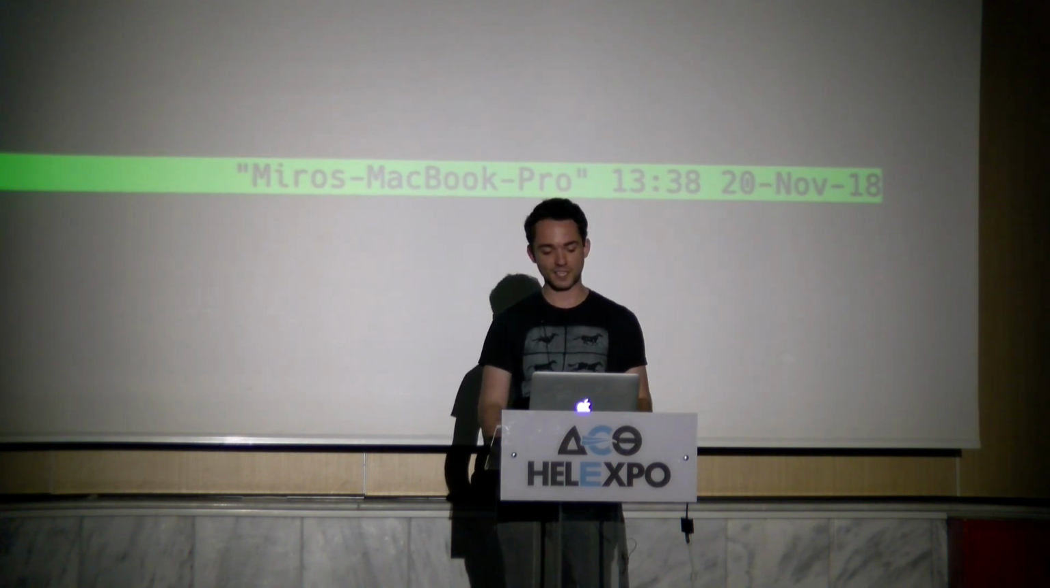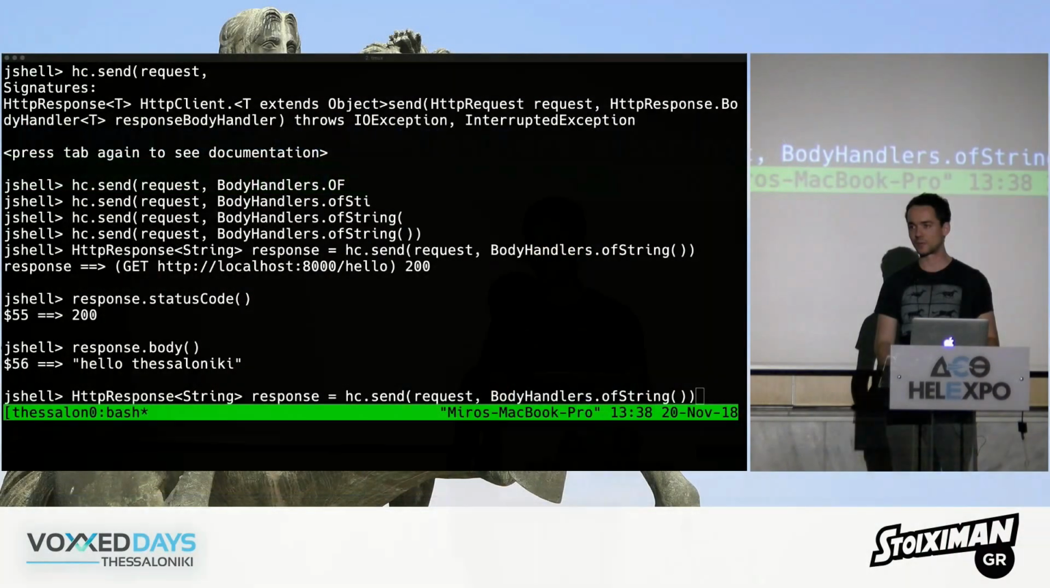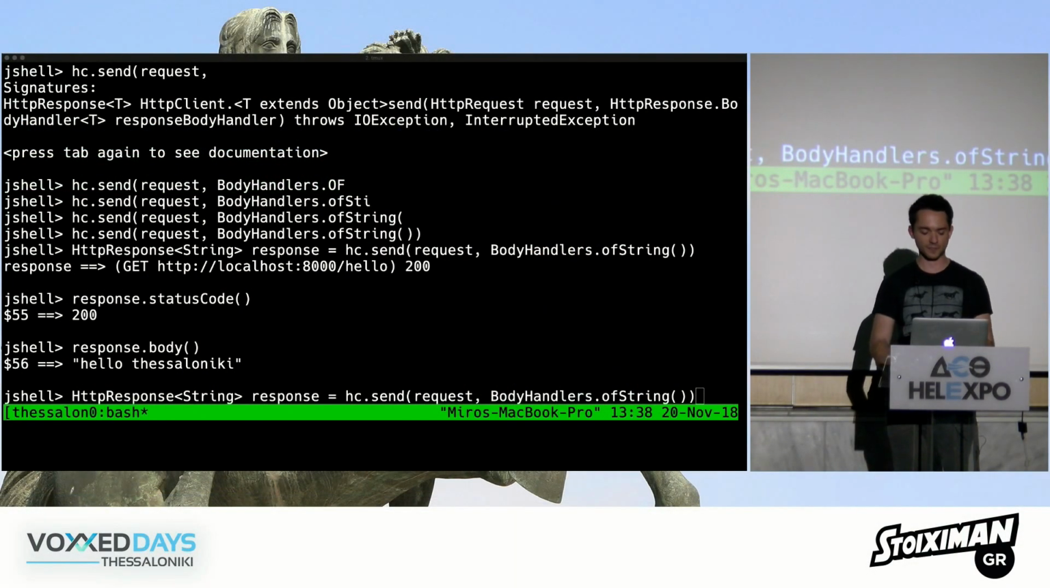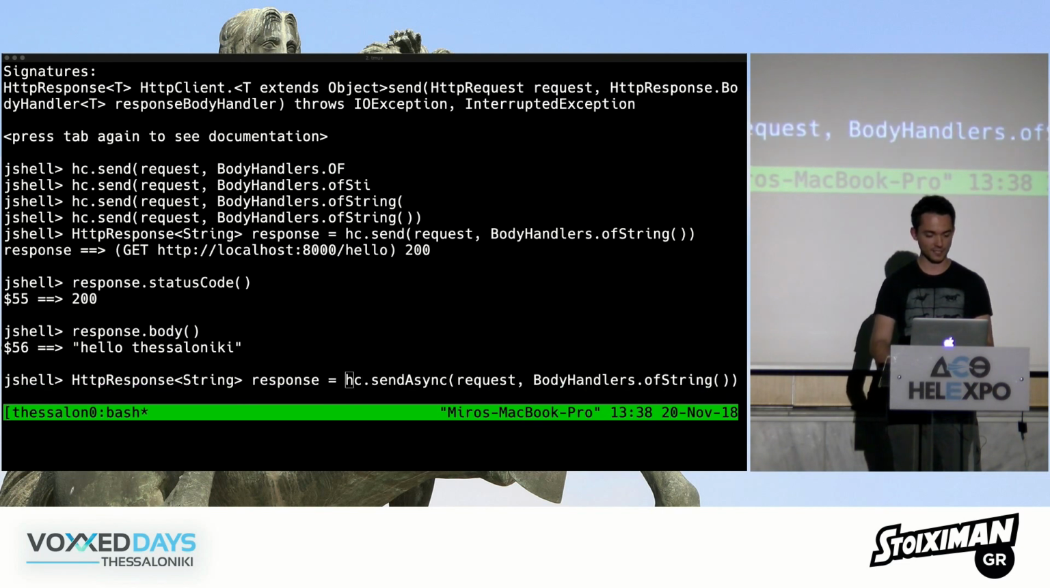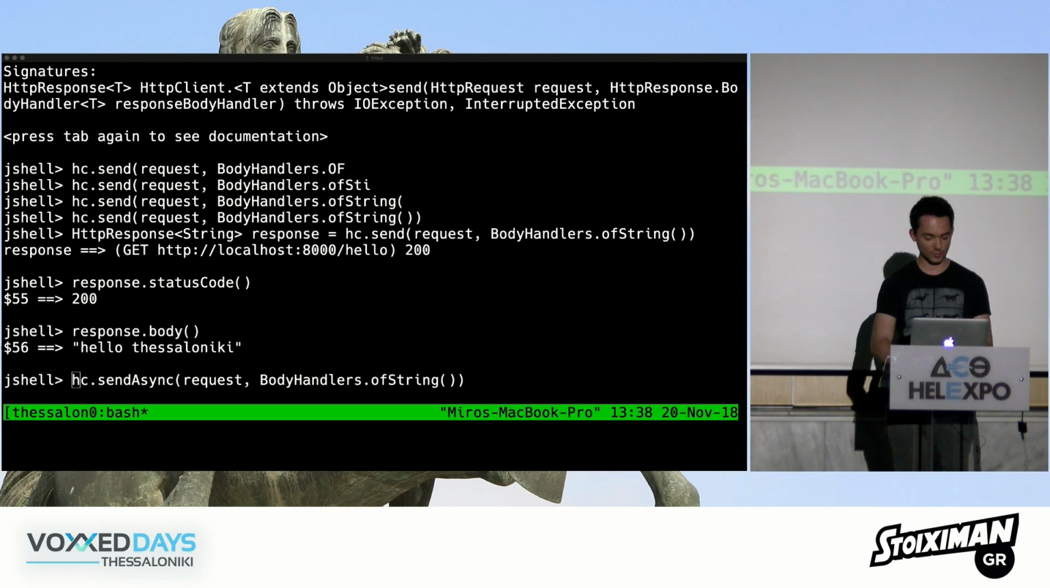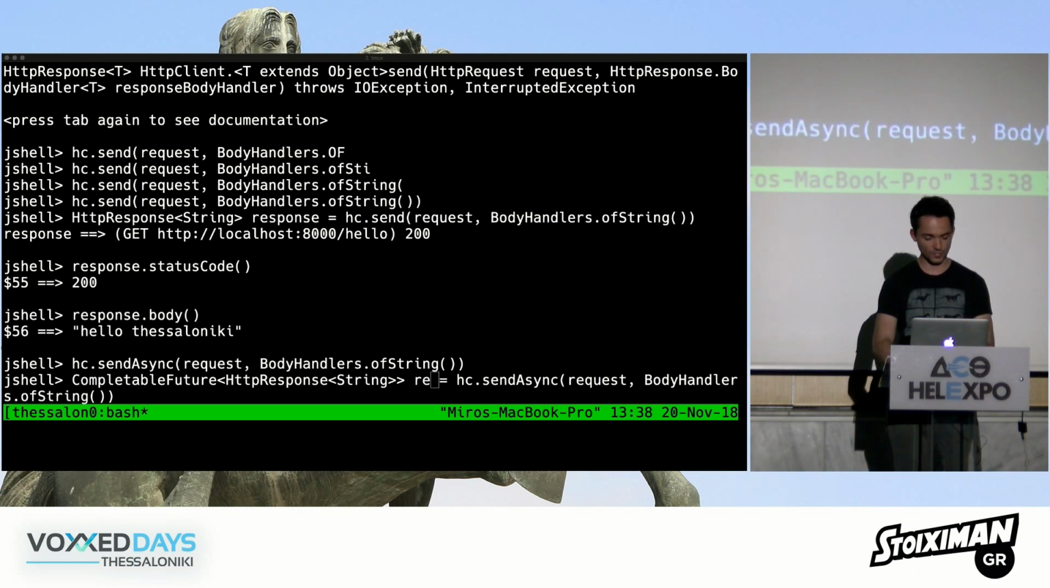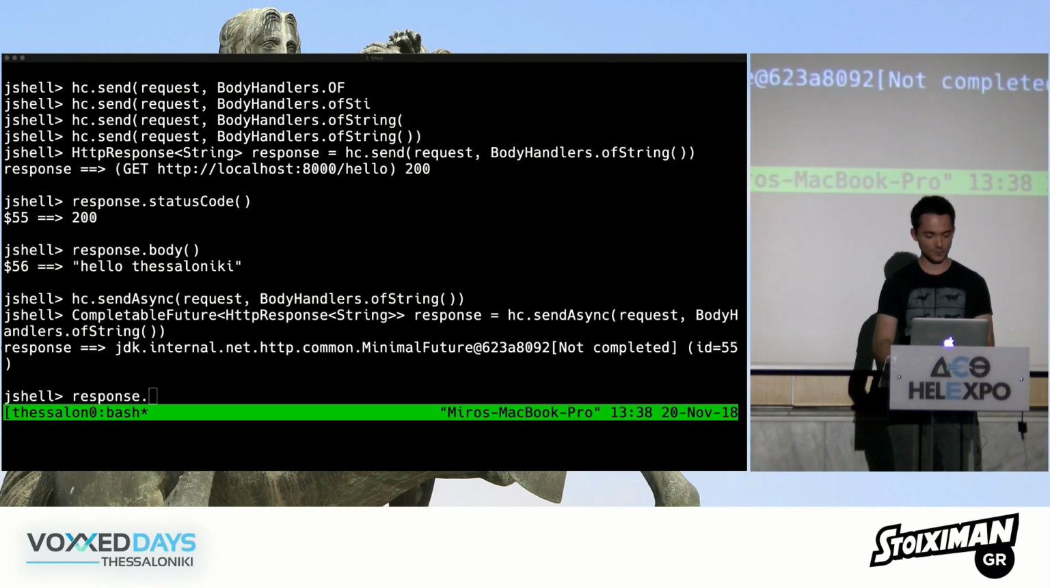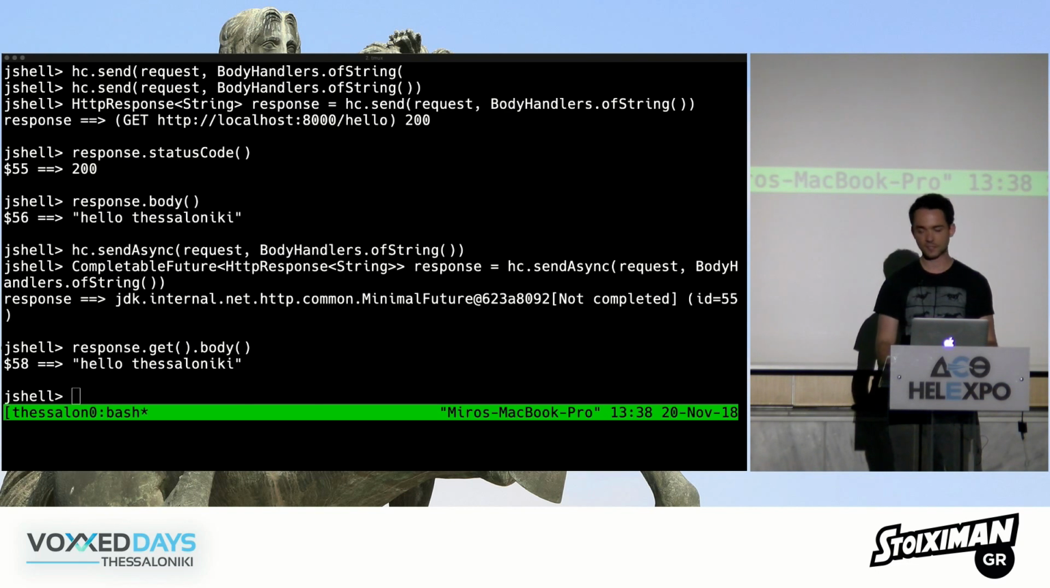This, of course, is a synchronous call over HTTP, though, right? And synchronous is not very reactive. But the client is actually very flexible. If I wanted to make this asynchronous, all I need to change is the send to send async, which now, of course, is going to return a completable future. Let's call this response again. But everything else still works the same. I can extract the body, and it just works nicely.